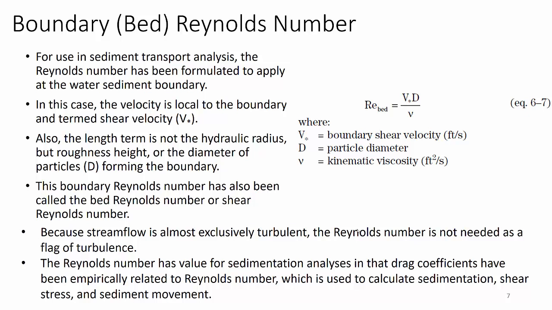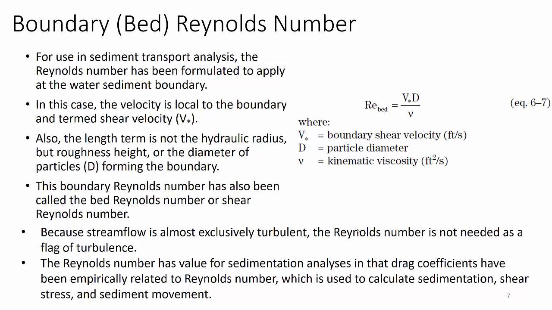You've got to be able to determine what size particles you want to put on that bed so that it stays put for a design flow, a 10-year flow, 100-year flow. You can also use this to predict how much erosion will occur during specific flow events for natural systems that you didn't design. The length term is not the hydraulic radius, but the roughness height or diameter of particles, D, forming the boundary. So the D here is the particle diameter.